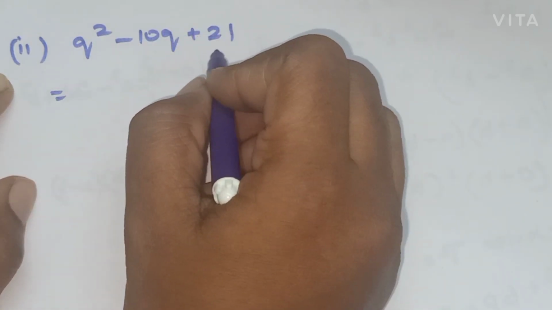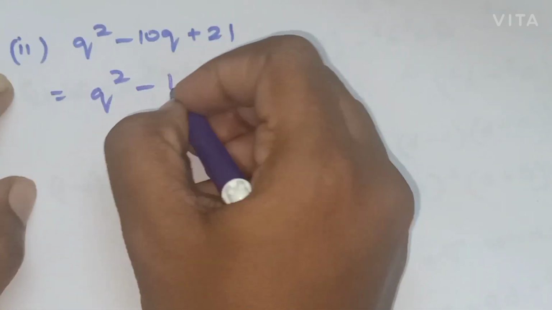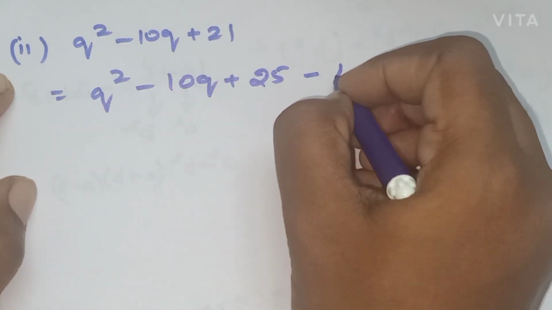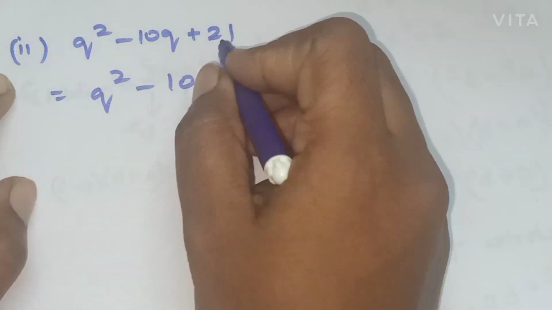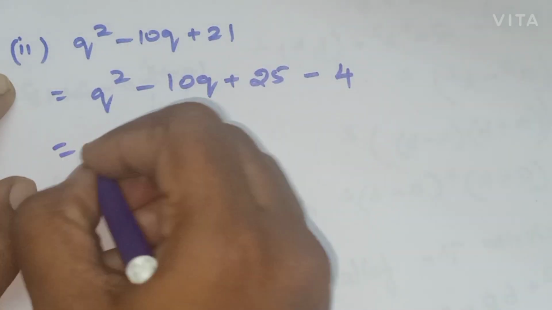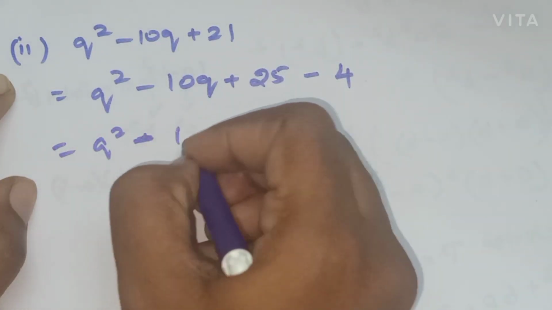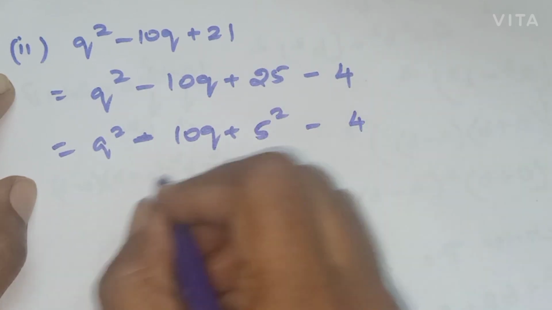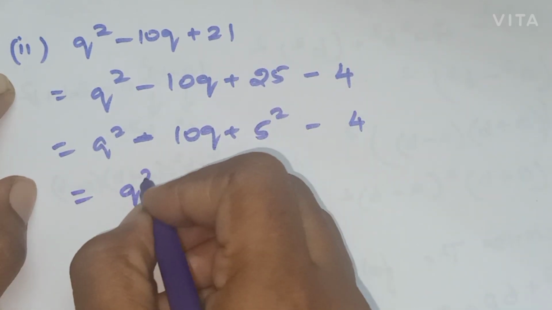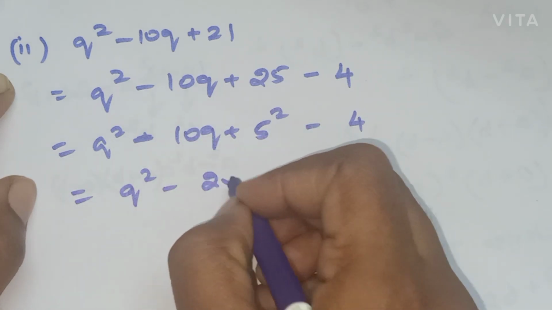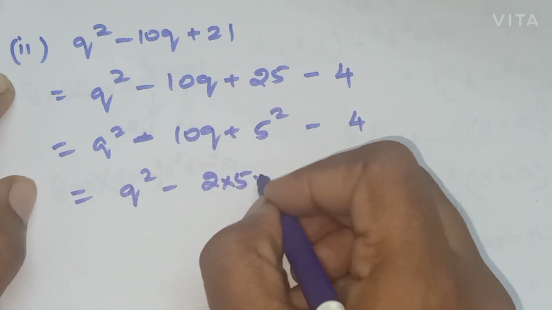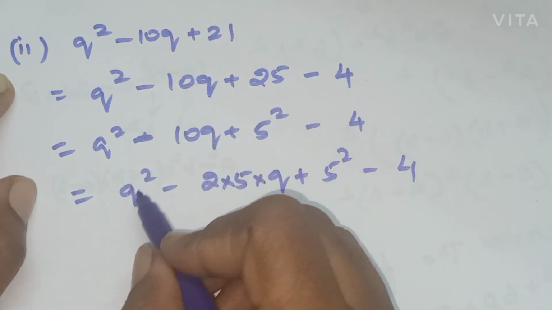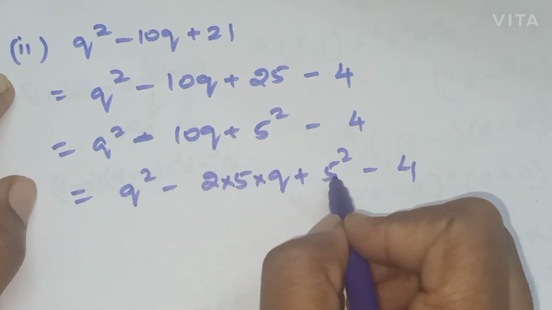Question 2, q square minus 10q plus 21. We can write it as q square minus 10q plus 25 minus 4, since 25 minus 4 is 21. Now q square minus 10q plus 25, we can write it as 2 into 5 into q plus 5 square minus 4. Now this is of the form a square minus 2ab plus b square.